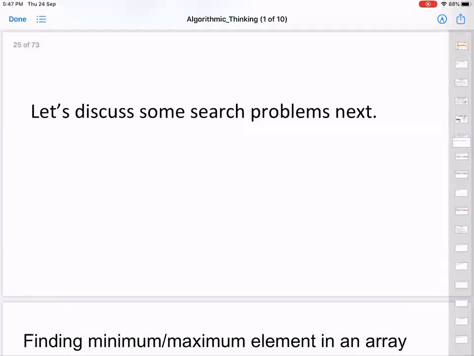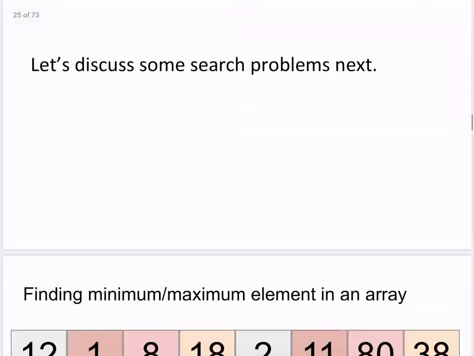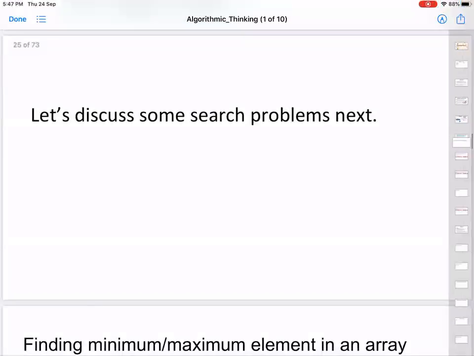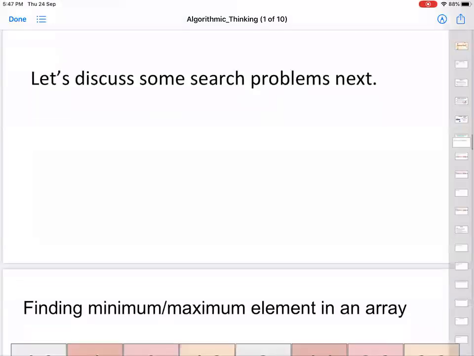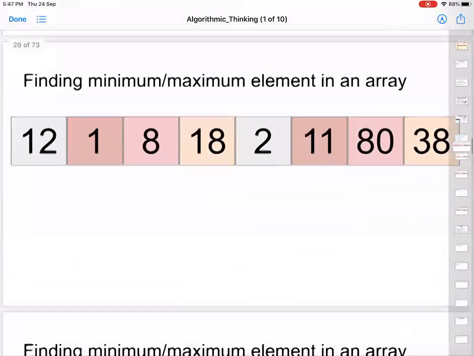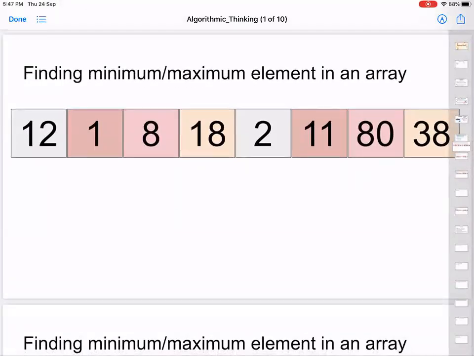Hi everyone. So now we'll look at some basic problems which you would have already seen in data structures, but with time we'll introduce slight tweaks in them and then try to solve them. Let's start with this very simple problem: finding the minimum or maximum element in an array. I think all of you know how to do that. So what is the time complexity of this?